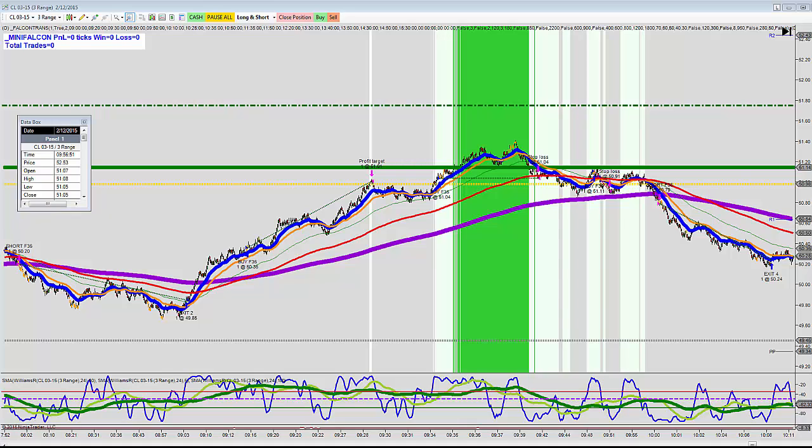Good morning, everyone. Today I would like to show you how to trade a crude oil instrument in an inside day. For example, like the past Thursday, February 12, 2015. This is the corresponding chart. Let's take a look at the corresponding three-range chart between 8 a.m. right here and 10 a.m., more or less right here, 10, 10:20.